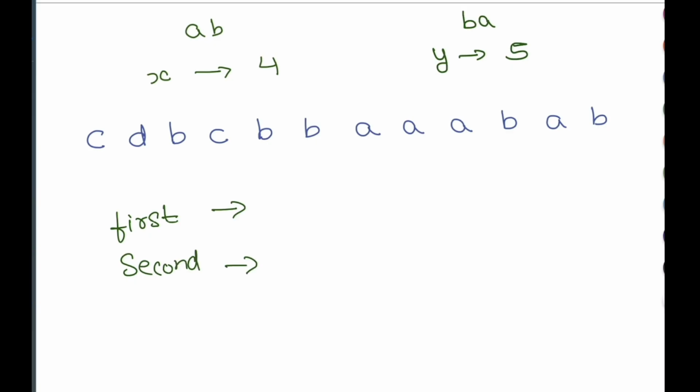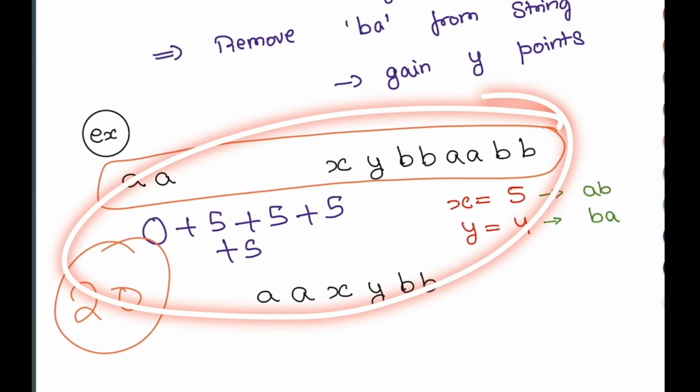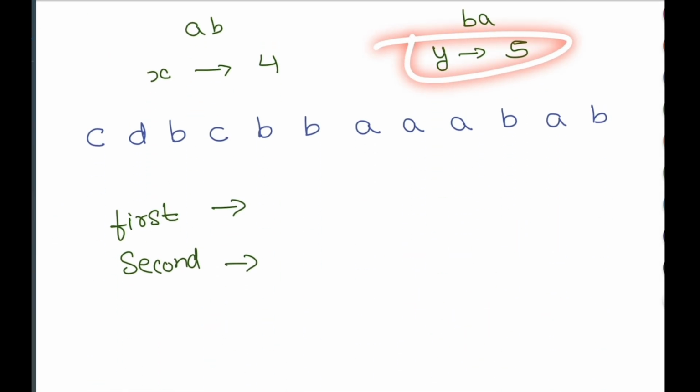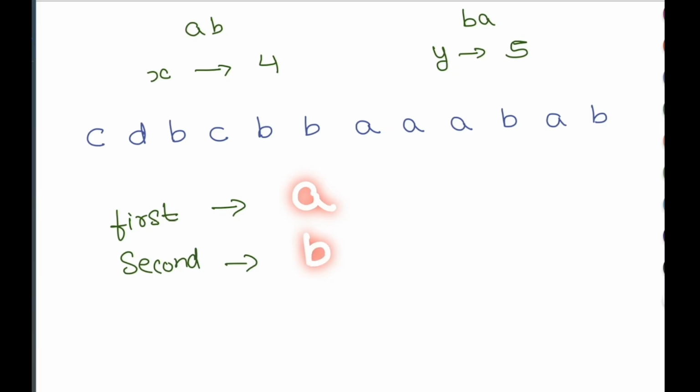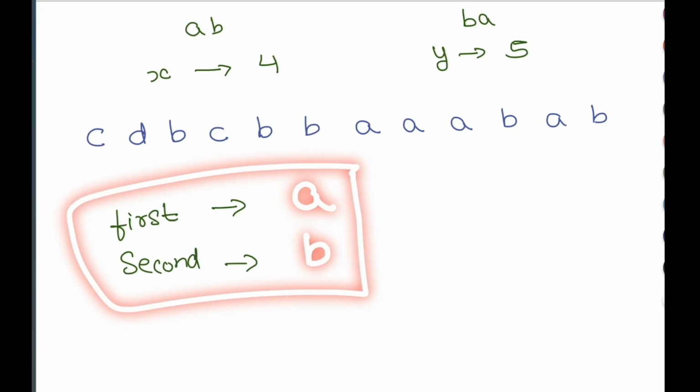Since I have just two characters, A and B, either I need to remove AB or BA, right? So if the value of X is more, that was the case for the first input, but in this case the value of Y is more, but let us say the value of X is more. In this case, first we will try to remove AB, right? So my first character will be A, second character will be B. I am looking for a substring which is AB, right? My first character will be A, then B.